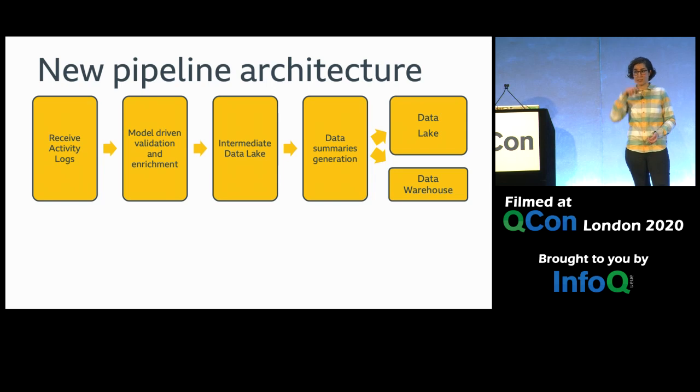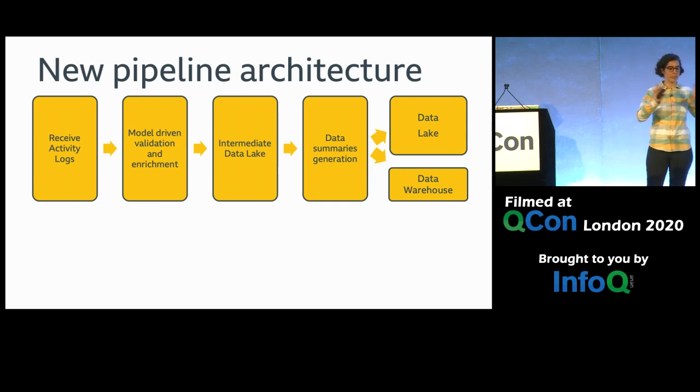And this is what the first version of that new pipeline architecture looked like. Very high level, it's quite similar to the previous one. We introduced the notion of the intermediate data lake. What this was is just a way to decouple that model-driven validation phase and the data summaries. It's just a sink for the data, an intermediate sink. So if the data is validated and formatted, we can just store it there and we know it's in a shape that we can derive things onwards from.